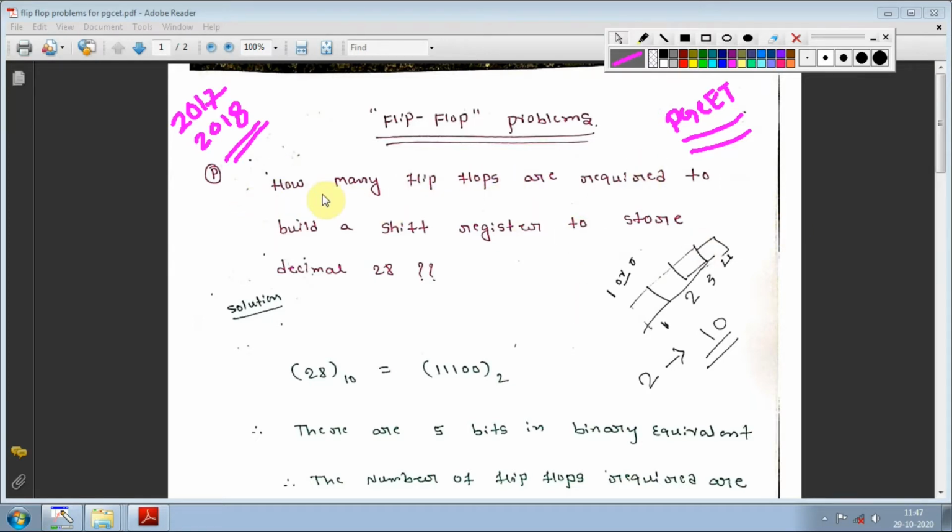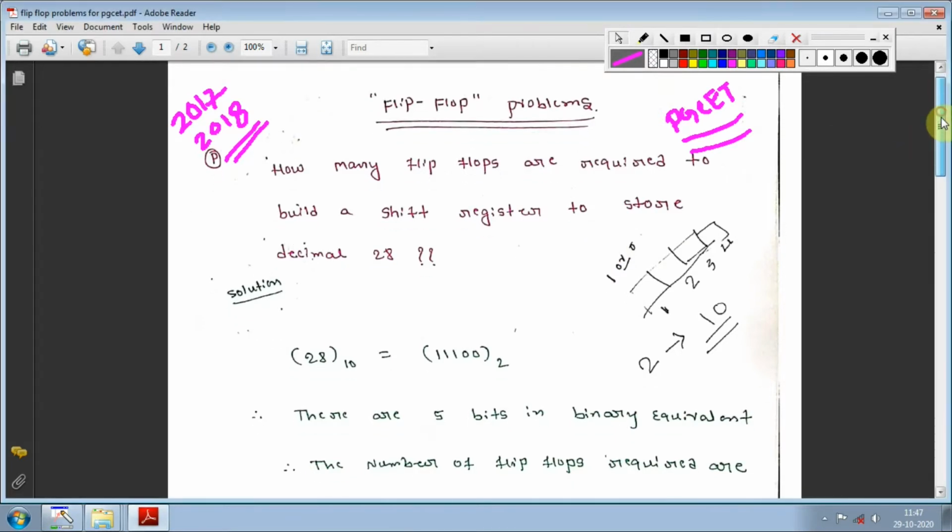The first problem is: how many flip-flops are required to build a shift register to store decimal 28? See how easy it is. They are telling us there is a shift register and a decimal value 28. So how many bits will the shift register need to store decimal 28? Let us see how I can do this.